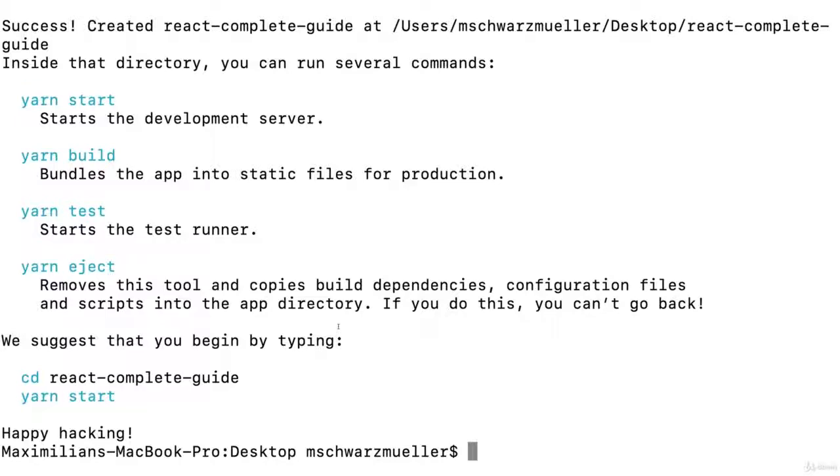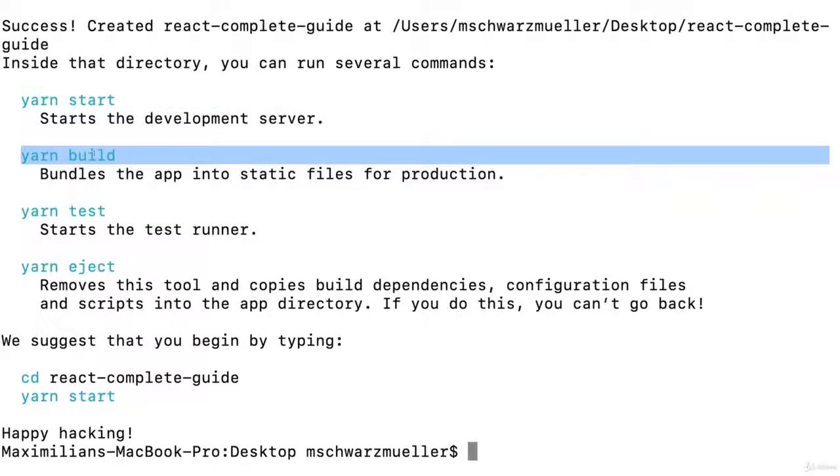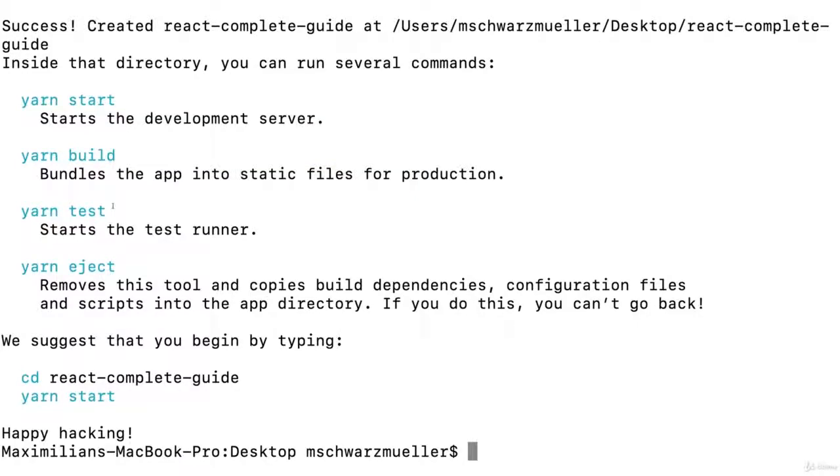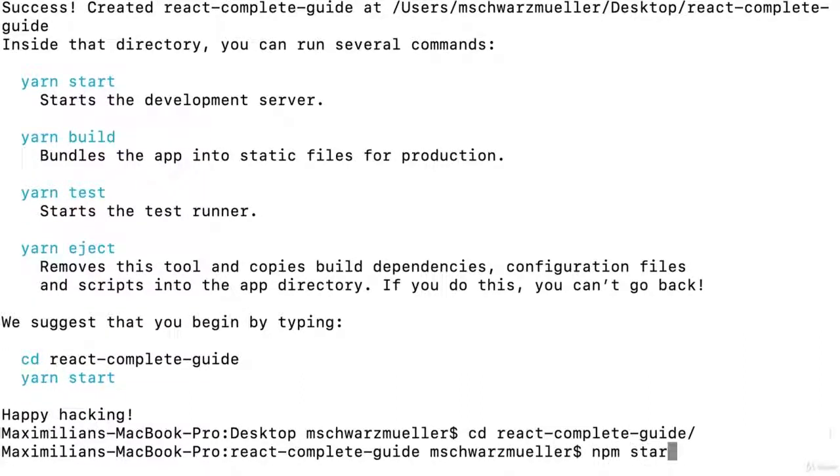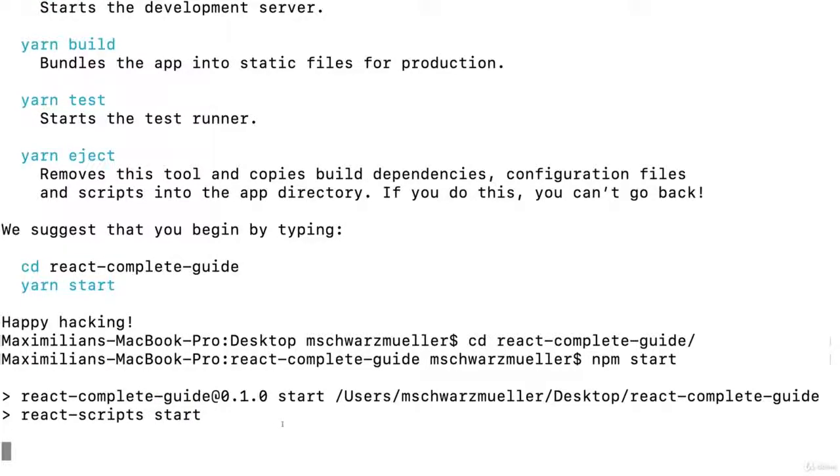And once this is finished, you see a bunch of commands you can run. Now here you see yarn start, yarn build. That is because I have installed yarn, which is an alternative to npm, on my machine too. You will also be able to run these commands with npm run start, npm run build, and so on. So first of all though, you have to navigate into the newly created folder. So with cd react-complete-guide, if you named the project like I did here. And then in there, you can run npm start to start your project.